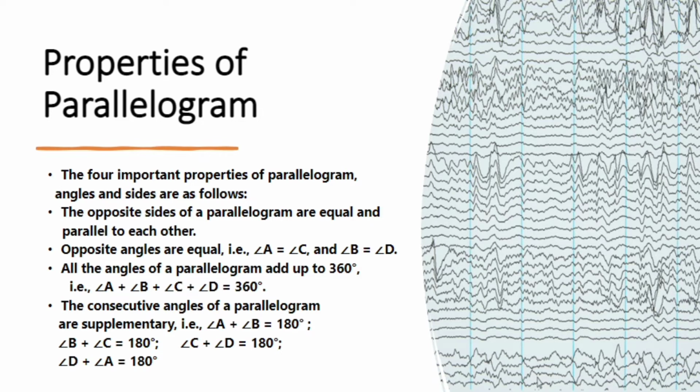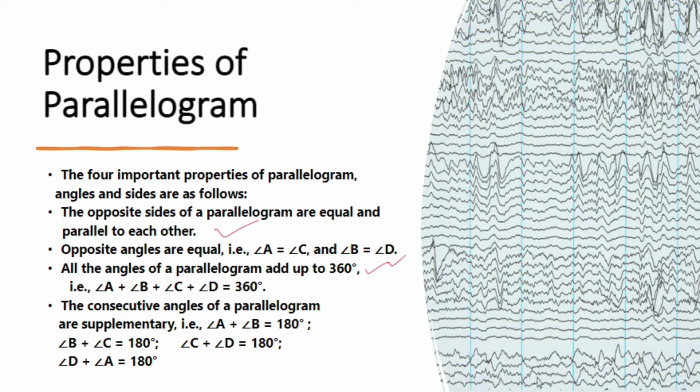Now you see on the screen here the four important properties of a parallelogram, angles and sides, are as follows. Here you see the opposite sides of a parallelogram are equal and parallel to each other. Opposite angles are equal. Angle A equals angle C and angle B equals angle D. All the angles of a parallelogram add up to 360 degrees. That means you can symbolize it: angle A plus angle B plus angle C plus angle D equals 360 degrees.